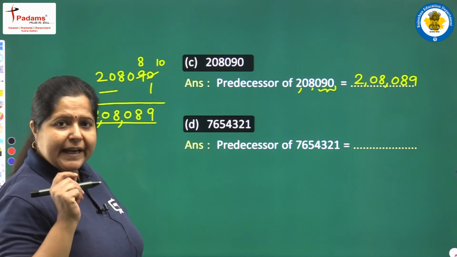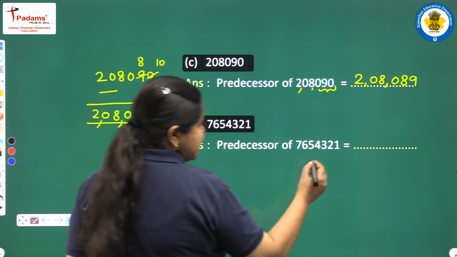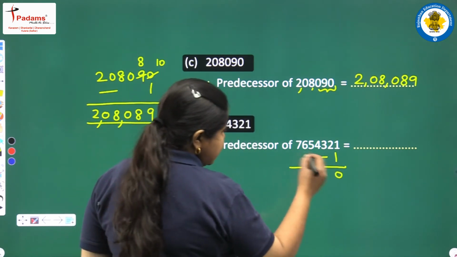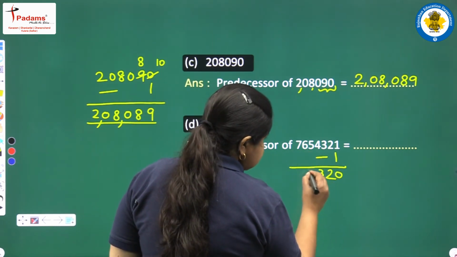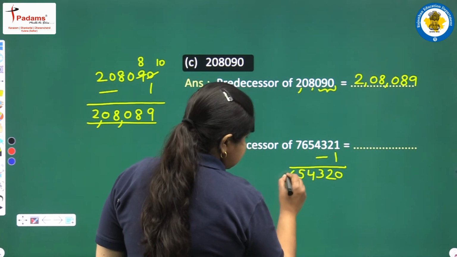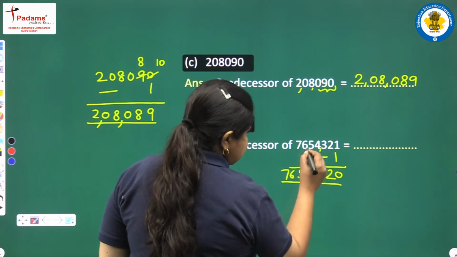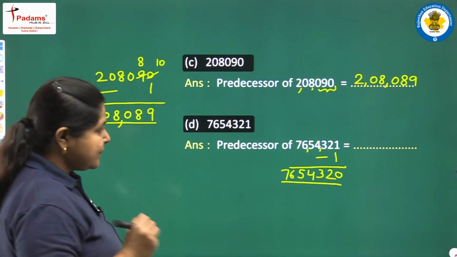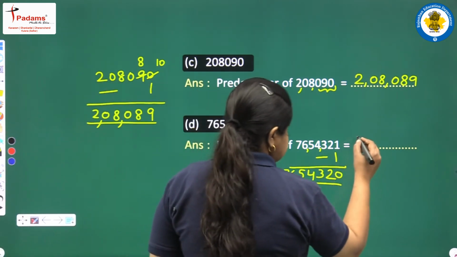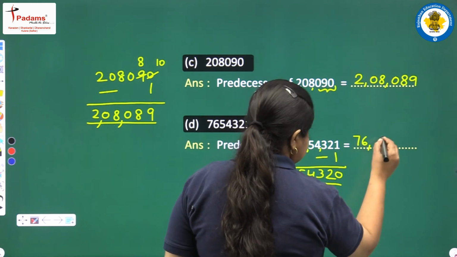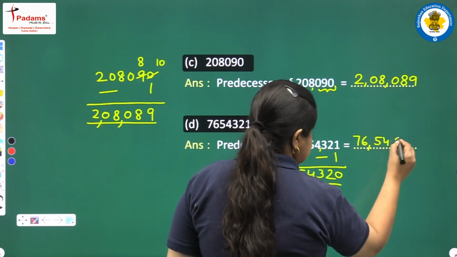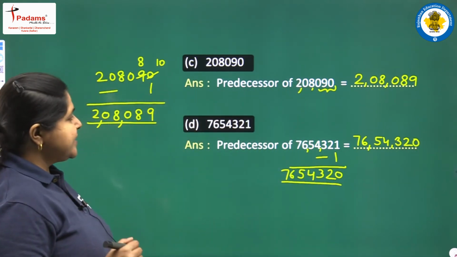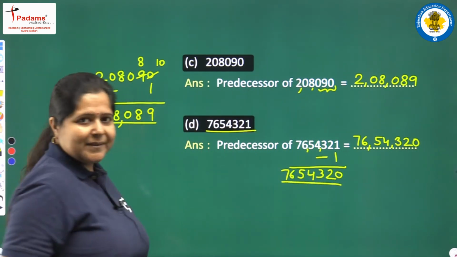So, simply subtract 1 from its units place. It will turn into 0 and the remaining digits will remain as they are. It is 76,54,321, and the answer that we are getting is 76,54,320. This is the predecessor of this given number.